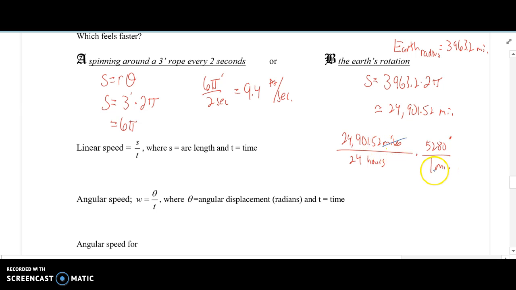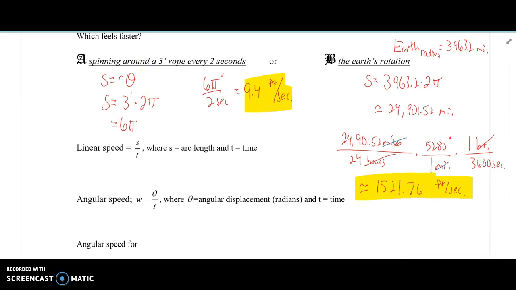And the miles will cancel each other out then. And also, instead of hours, I want seconds. I know there's 1 hour equivalent to 3,600 seconds. And like we had before, hours and hours can cancel each other out. Multiply across in your numerator, multiply across in your denominator, and the speed that we are traveling just by standing on the Earth with its rotation is about 1,521.76 feet per second. And again, that is our linear speed. So clearly, the Earth's rotation is faster than this spinning rope.